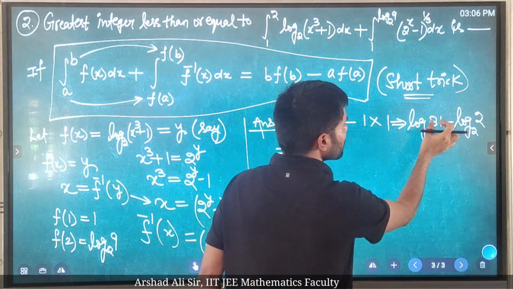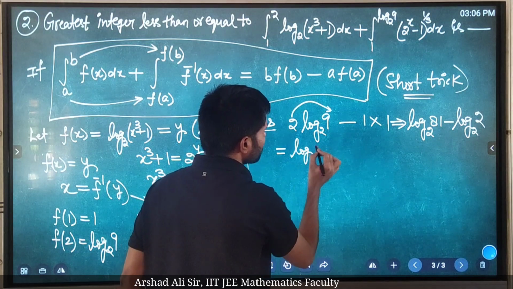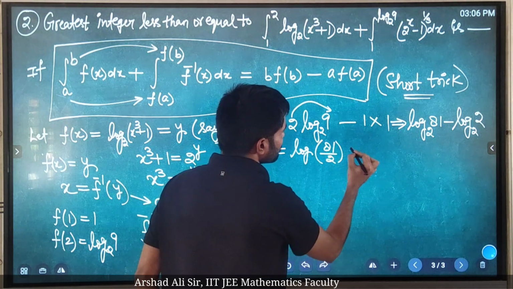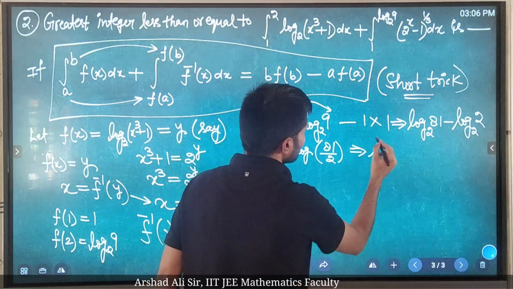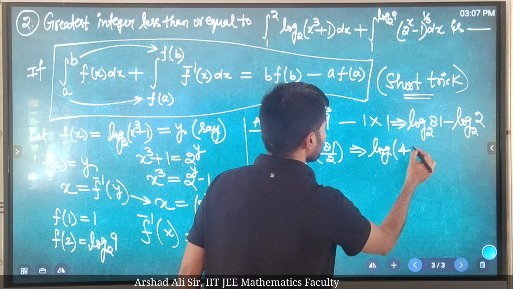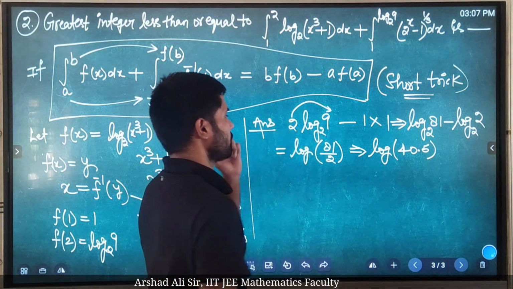Log x minus log y is log of x divided by y, so we can write 81 divided by 2. So the final answer is log base 2 of 40.5. Right students, it will be 40.5.